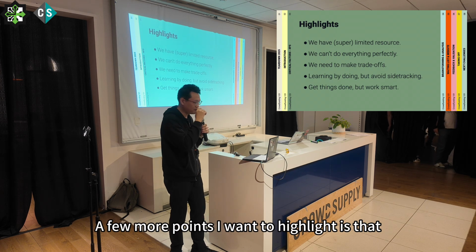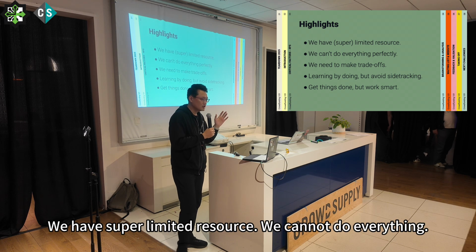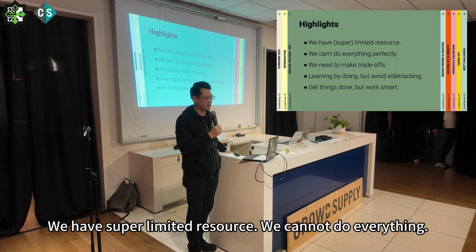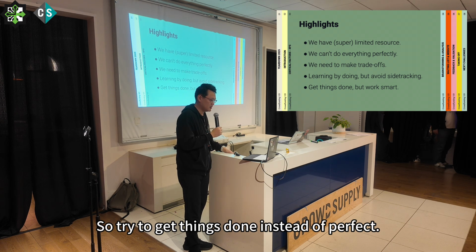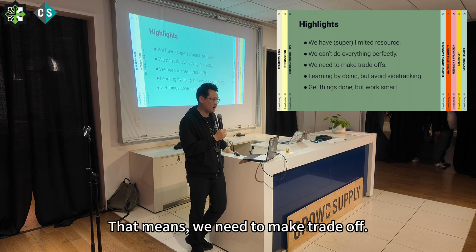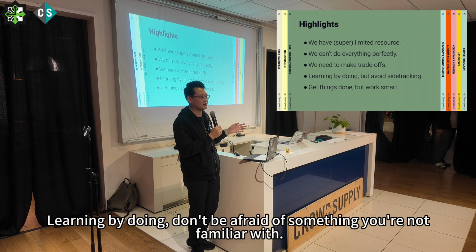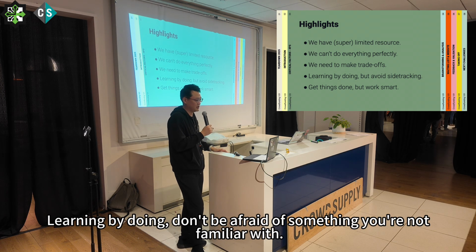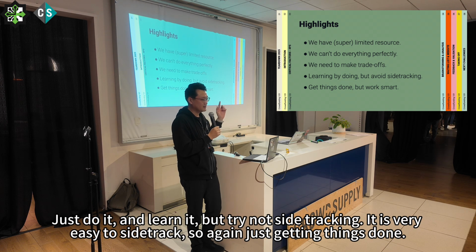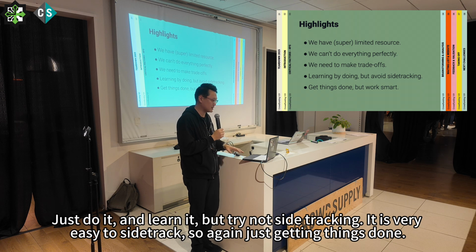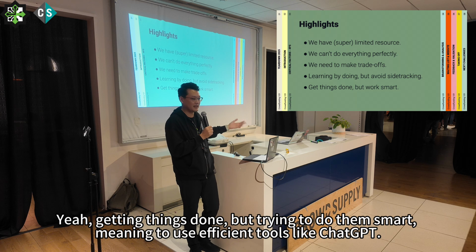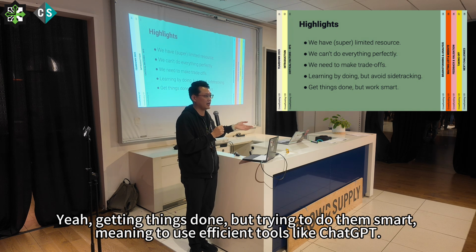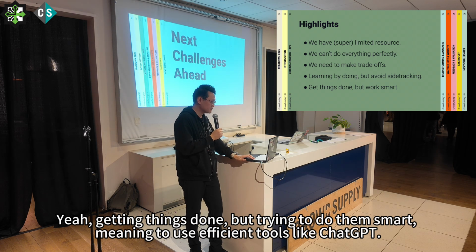And a few more points I want to highlight: we have super limited resources. We cannot do everything, so try to get things done instead of perfect. That also means we need to make trade-offs. And also learning by doing. Don't be afraid of something you're not familiar with. Just do it and learn it. But try not to get sidetracked, it's very easy to get sidetracked. So again, just get it done, but try to do it smart. And smart means trying to use efficient tools like ChatGPT, that kind of thing.